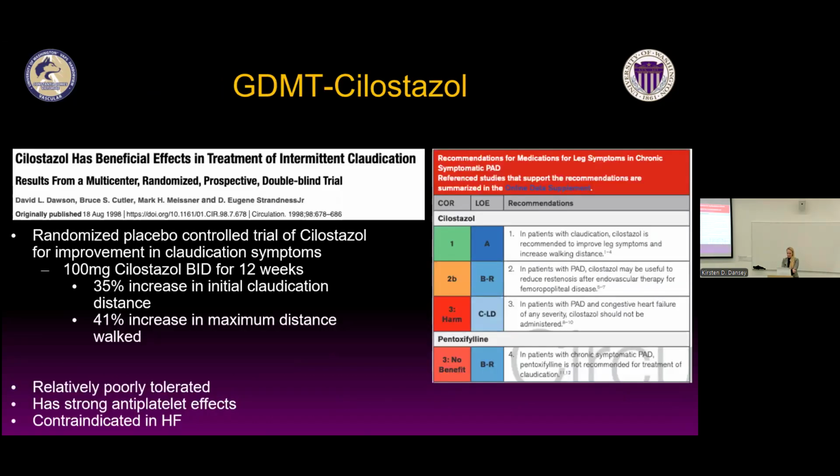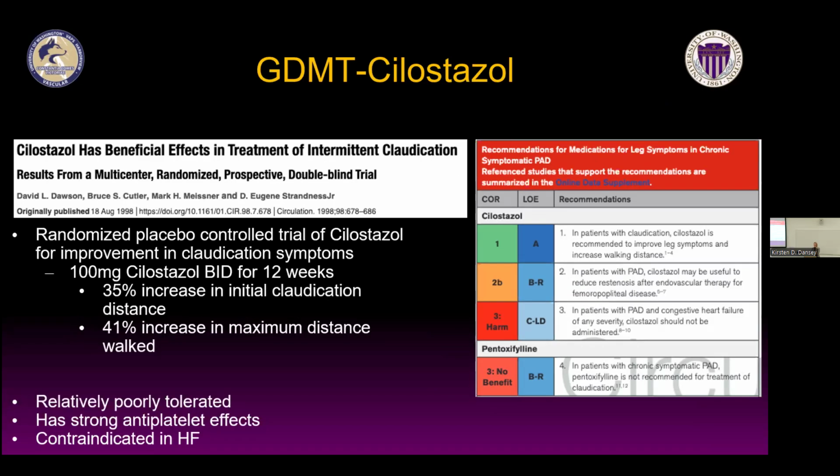Moving on to cilostazol, it is also a grade 1A recommendation for patients who have claudication to prescribe cilostazol. This is actually a trial that was conducted with some vascular surgeons from the University of Washington. And it was a randomized controlled trial, 81 subjects from 3 different centers, randomized in a 2-to-1 fashion. And they were treated for 12 weeks with cilostazol or placebo. And they found that there was a 35% increase in the initial claudication distance, as well as a 41% increase in the maximum distance walked.